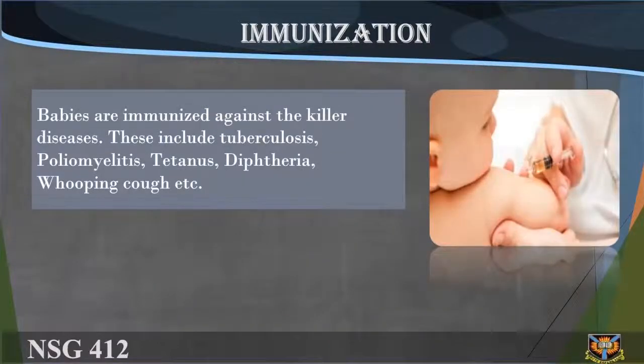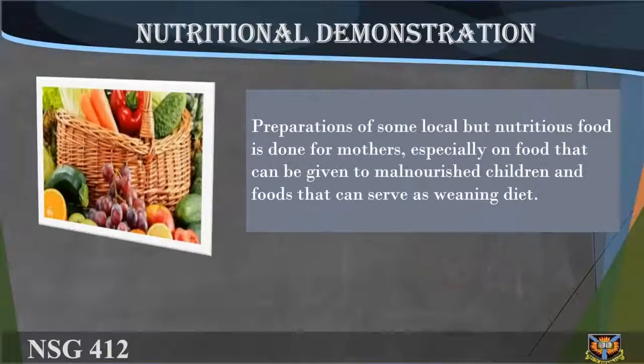Immunization. Babies are immunized against the killer diseases. These include tuberculosis, poliomyelitis, tetanus, diphtheria, whooping cough, etc. Nutritional demonstration. Preparations of some local but nutritious food is done for mothers, especially on food that can be given to malnourished children and foods that can serve as weaning diets.